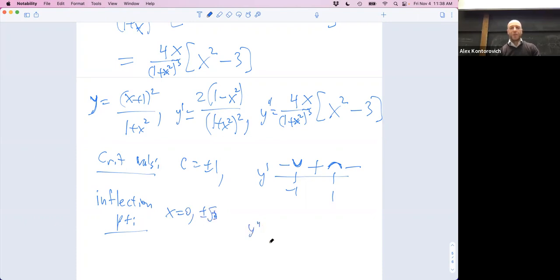Okay, so y double prime. Now √3 is bigger than 1, so it's a little bit to the side of 1. I try to line these up. It makes things a little easier to see.